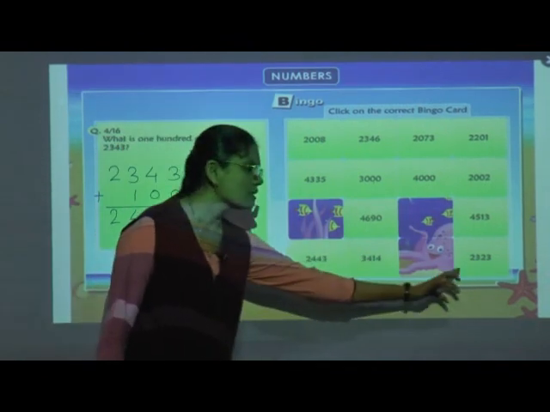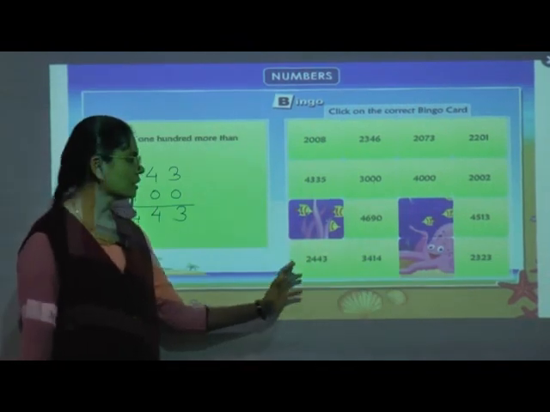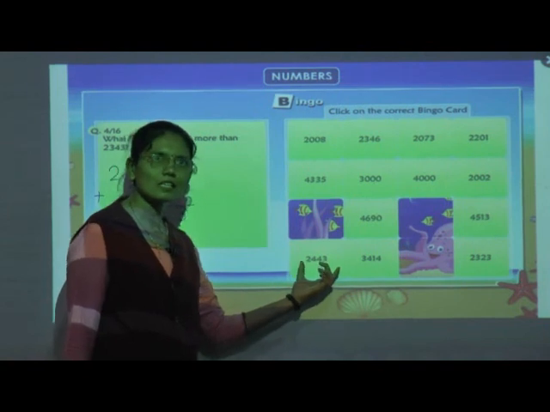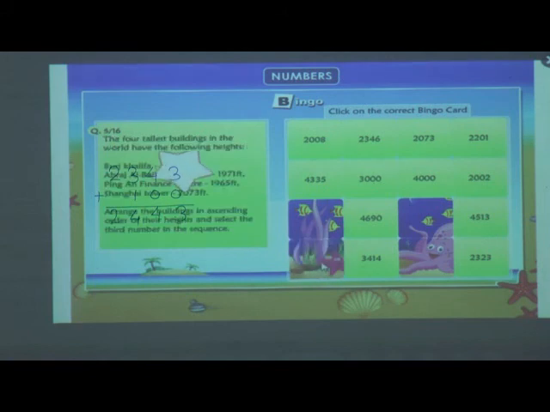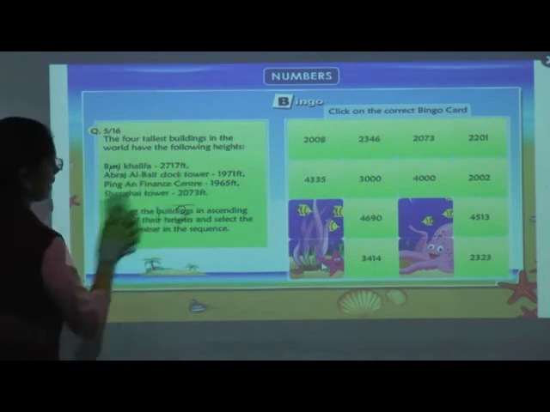Now see this last line, very carefully you have to see. Yes, our number is here. So what will I do? I will just click on that number. Yes, we got the star. So means our answer is correct.